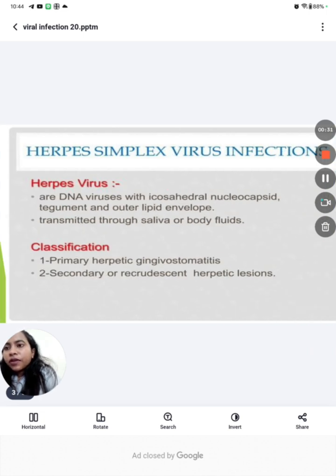Herpes simplex viral infections are caused by a DNA virus with an icosahedral nucleocapsid segment and an outer lipid envelope, and are transmitted through saliva or body fluids. Classification: primary herpetic gingivostomatitis and secondary, which is recrudescent herpetic lesions.